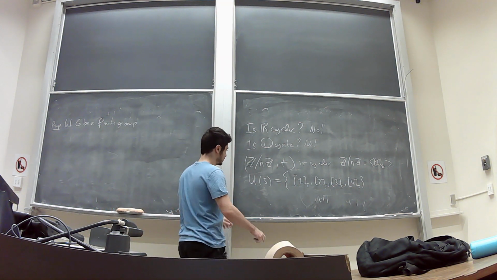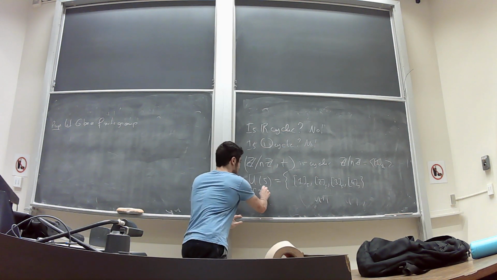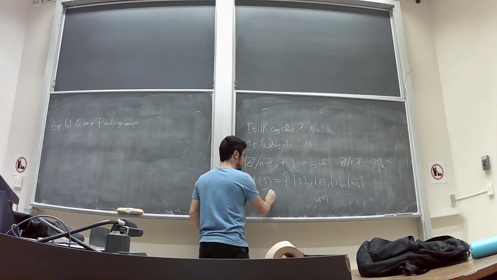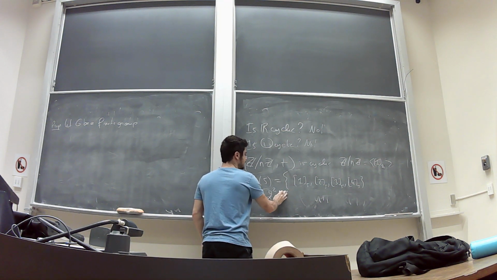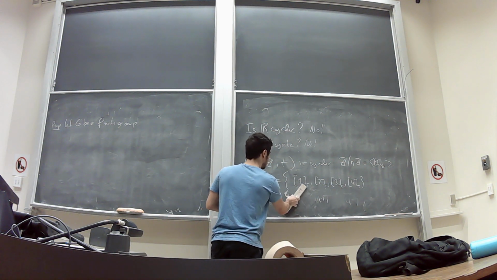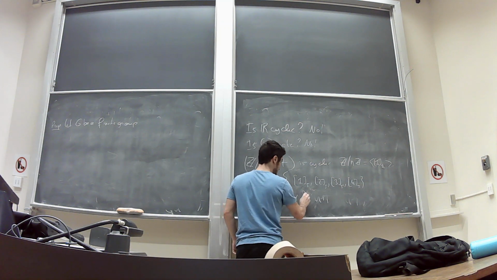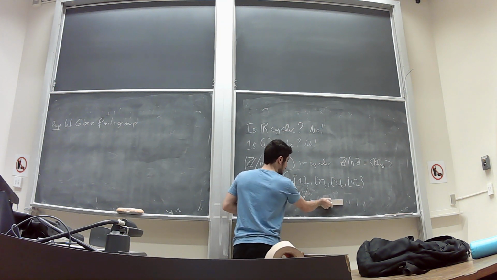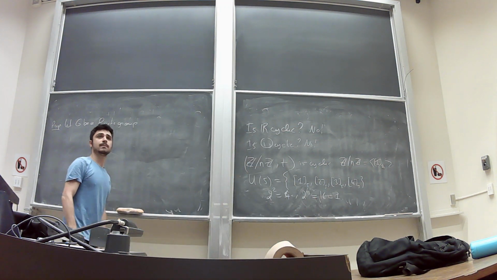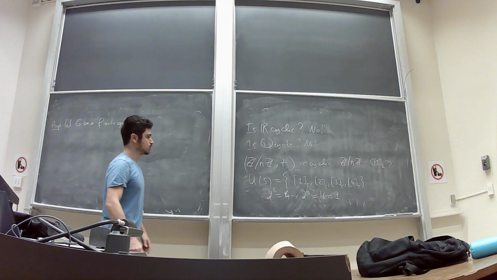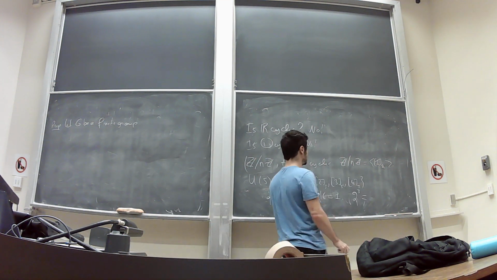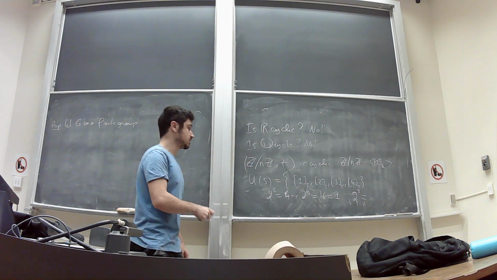So really, let's have a look. What is 2 squared? 2 squared is equal to 4. And what is 2 to the 4? 16 is equal to 1 mod 5, right? Okay, so 2 has order 4. Now let's look at 2 cubed. 2 cubed is 8, which is 3.